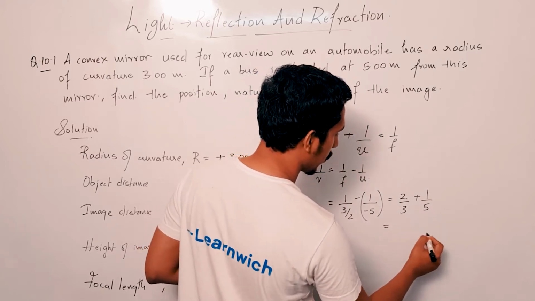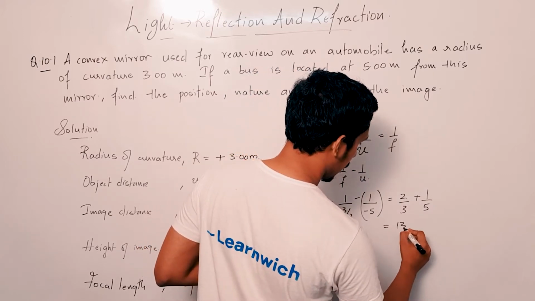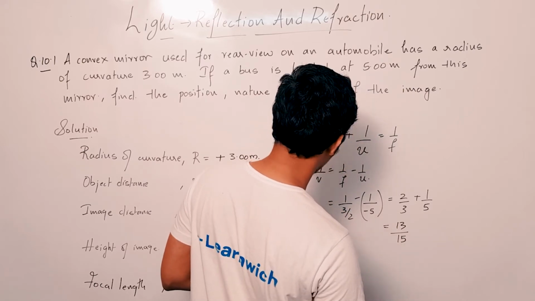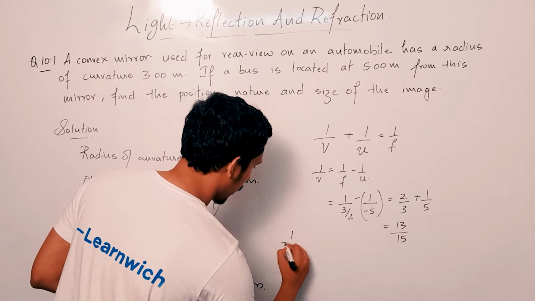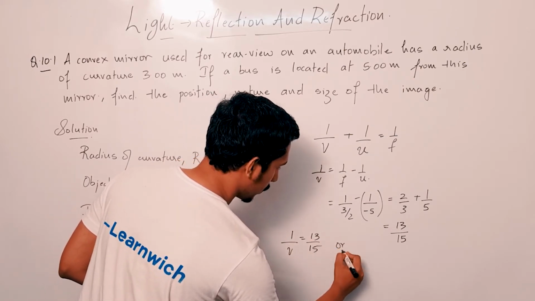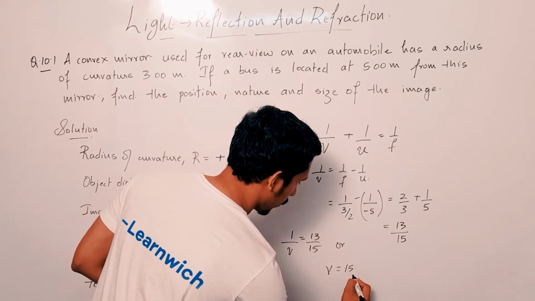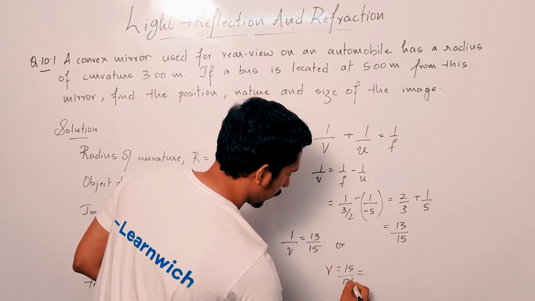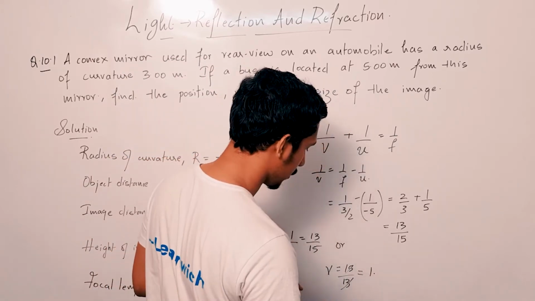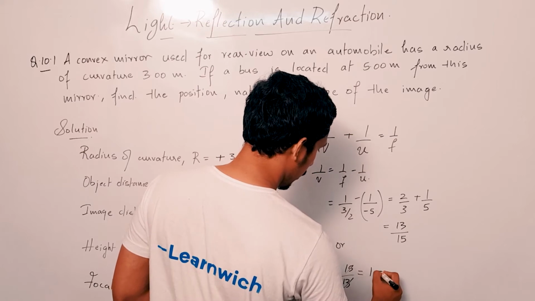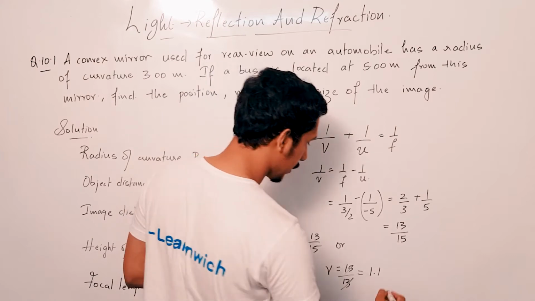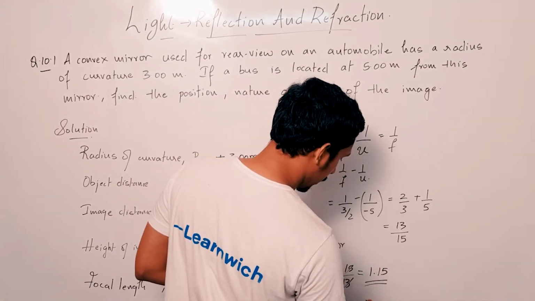Let's take LCM, you get 10 plus 3, 13 by 15. So you get 1 by v is equal to 13 by 15, or simply you can write v is equal to 15 by 13. When you divide, 13 goes in 15 how many times? 1 time, the remaining is 2, so 20. How many times in 20? Again 1 time, remaining 7, so 70. How many times in 70? 13 5s are 65. So let's stop it here.